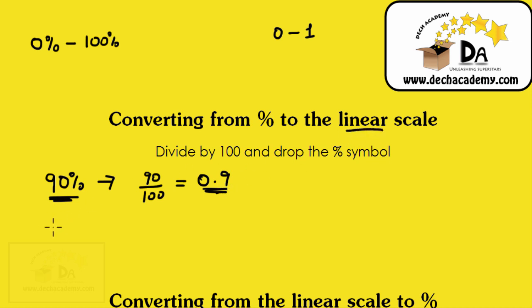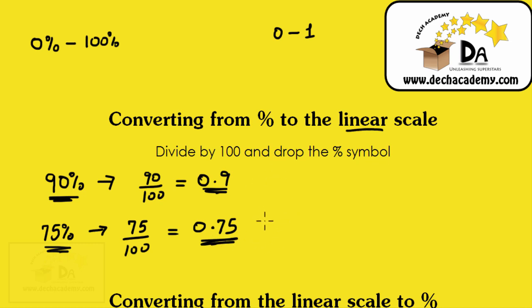I'll do another example. The probability of an event is 75%. To convert it to a linear probability, all one has to do is drop the percentage symbol and divide the number by 100, and that gives 0.75. So a probability of 75% is equivalent to a probability of 0.75.